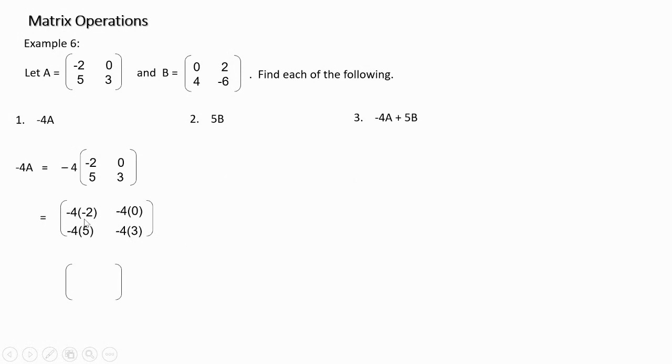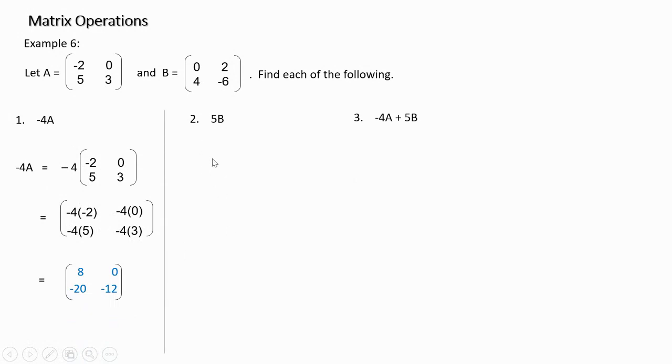Now, this step in the middle can be skipped, because it's kind of obvious that negative 4 times negative 2 will give us a positive 8. Negative 4 times 0 will give us a 0. Negative 4 times 5 will give us a negative 20. And negative 4 times 3 will give us a negative 12. So that's the solution for the matrix negative 4 times a.